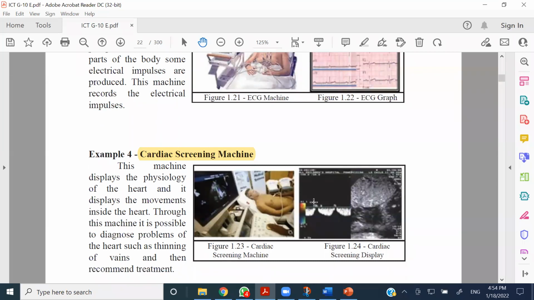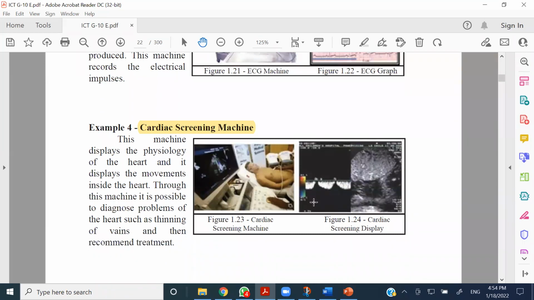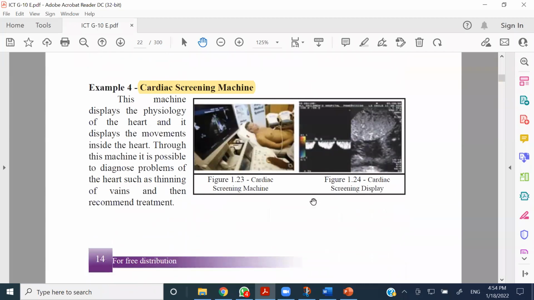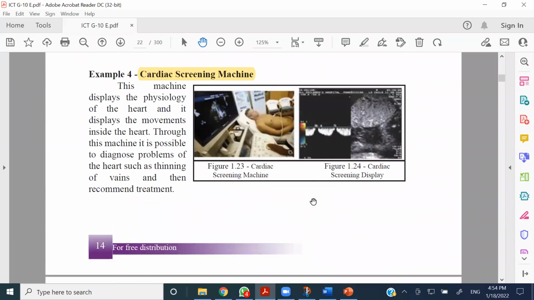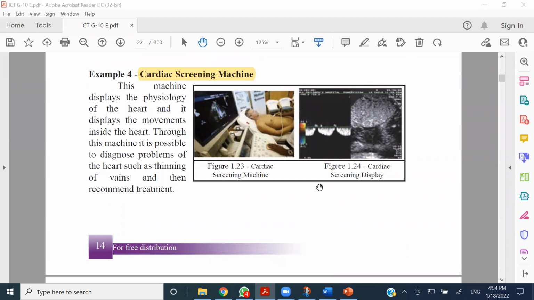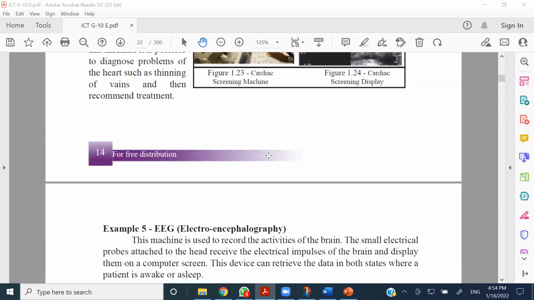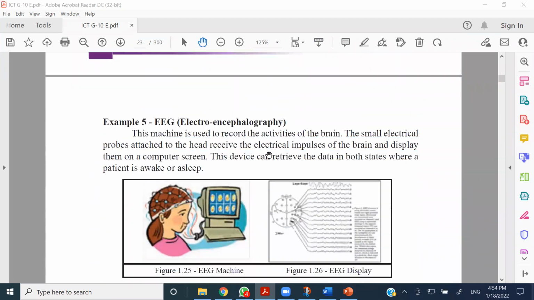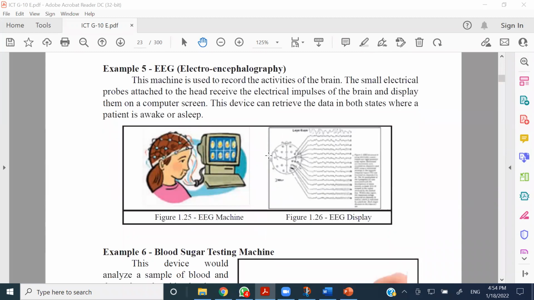So you can write down the thing that I have highlighted over here. Then the EEG, the machine that we talked about, the electroencephalography machine.